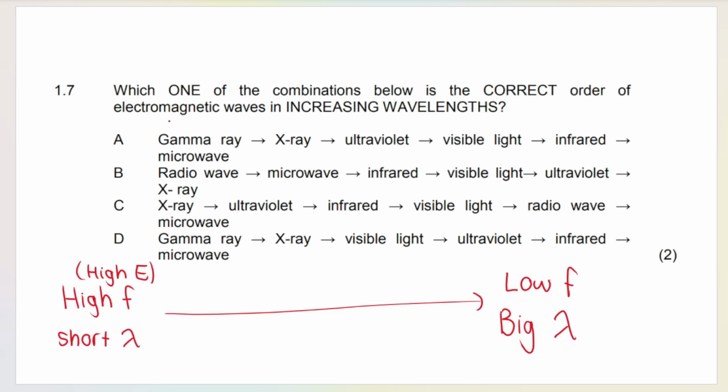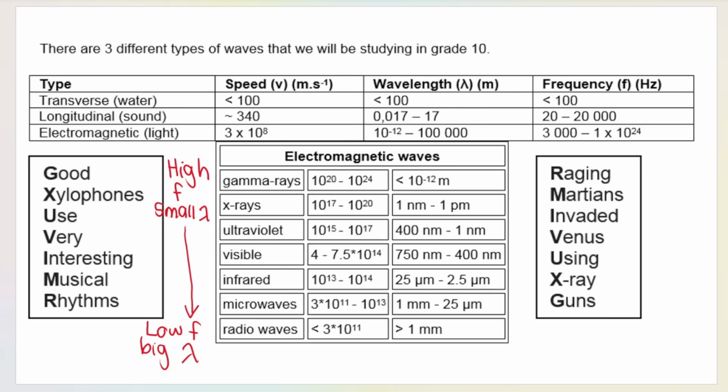So they want to know which one of the following combinations is correct for increasing wavelength. In other words, we must end off with the thing that has the biggest wavelength. So I hope that you know your order, but I did go through the order in the previous video. Here's a quick reminder. So here's the order of the electromagnetic spectrum. Gamma rays is on the one end of the spectrum. That has the highest frequency, highest energy, shortest wavelengths. On the other end of the spectrum are radio waves and microwaves.